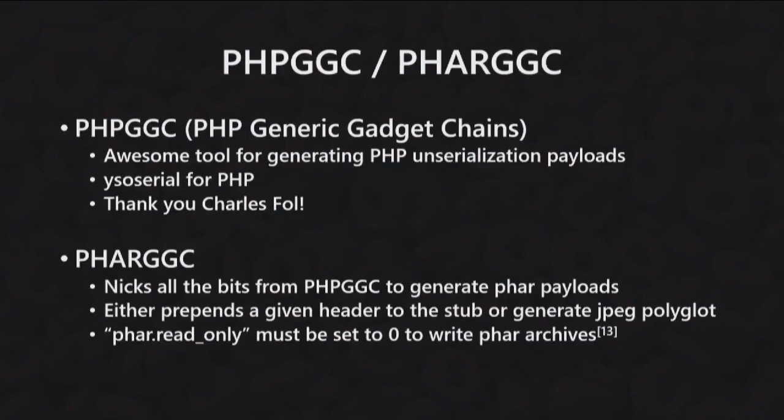PHPGGC, which I mentioned earlier, is essentially the PHP equivalent of ysoserial. It's a tool for generating payloads, which has almost like a database of known payloads within it. It's developed by a guy called Charles Fol, and he kindly gave me permission to branch it. What I've done is add a really simple tool onto it called PHARGGC, which allows you to put these payloads into a phar using one of the two techniques I mentioned earlier. There's a php.ini setting which we need to set on our local system to actually be able to write to phar archives, because we let PHP do all the work in terms of generating the archive file.